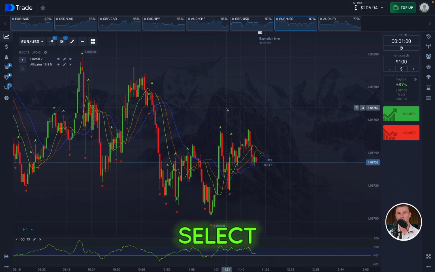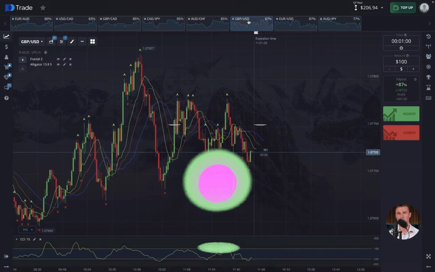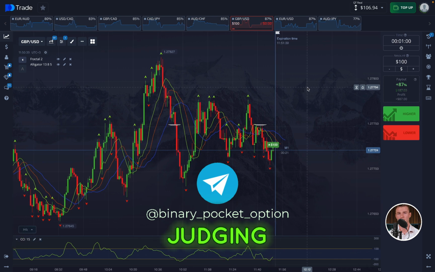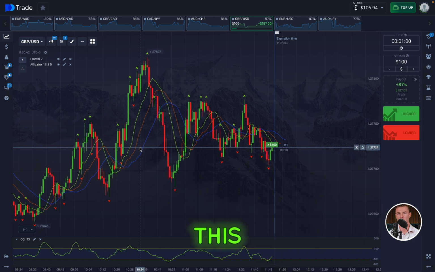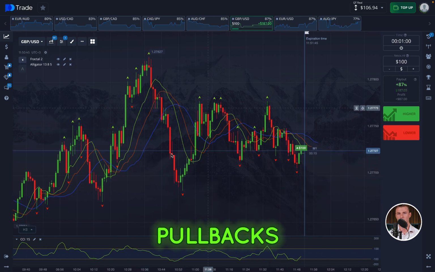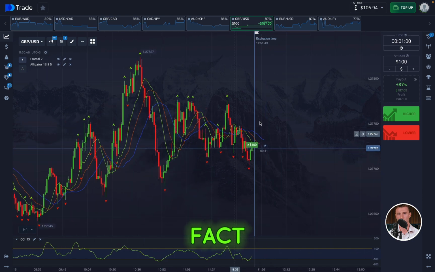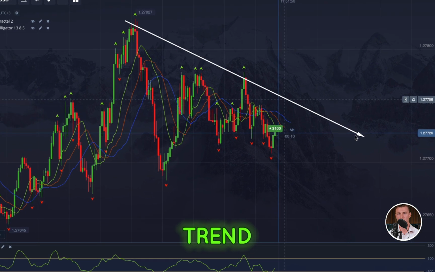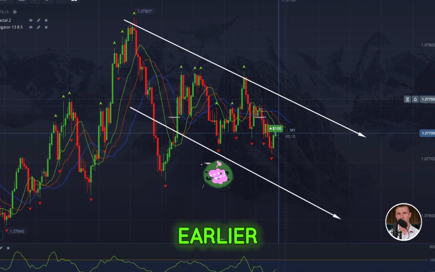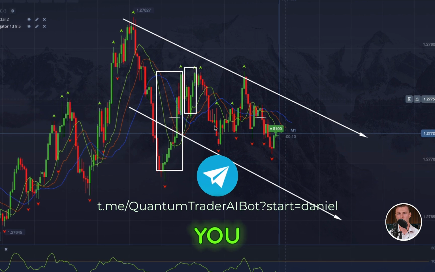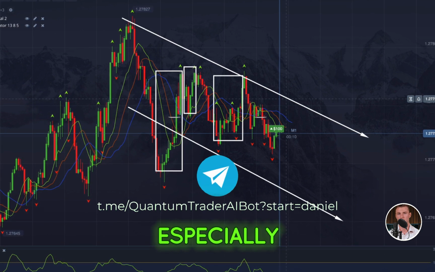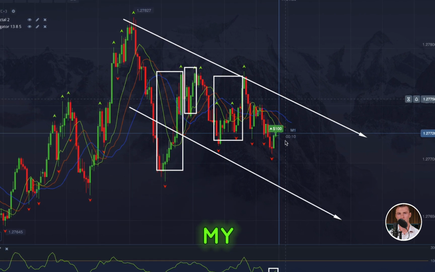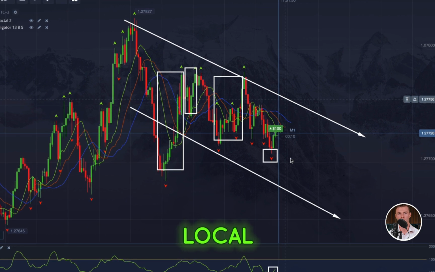Let's get started and select the first currency pair. Here, you can try to open a deal against the trend direction. Judging by the pullback dynamics in this section of the movement, we see that good pullbacks are present, despite the fact that for the most part, the trend dynamics here are more of a downward trend. But also, as I said earlier, there are good pullbacks here. So you can open the deal against the trend direction, especially since we are exiting the oversold area according to my oscillator. And there was also an update of the local minimum earlier.